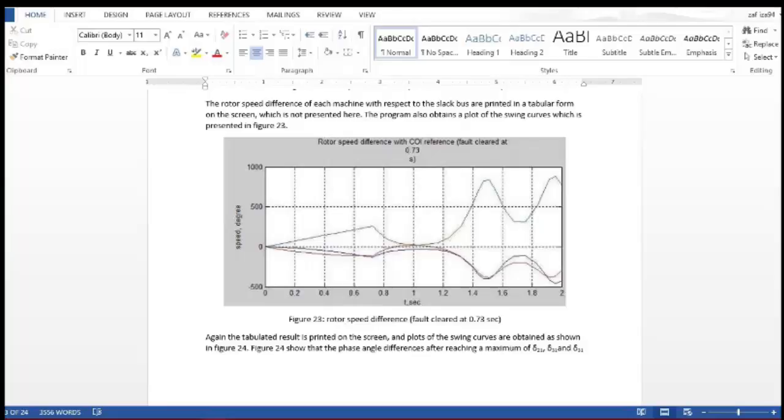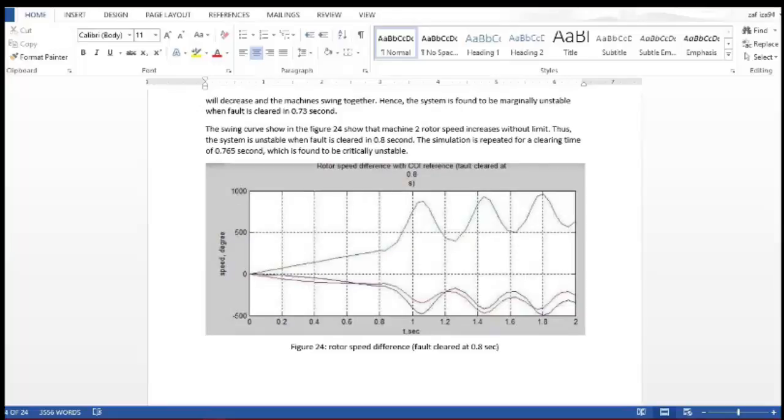The swing curve in figure 24 shows that the machine 2 rotor speed increases without limit. Thus the system is unstable when the fault is cleared in 0.8 seconds. The simulation is repeated for a clearing time of 0.765 seconds. It is found to be critically unstable.